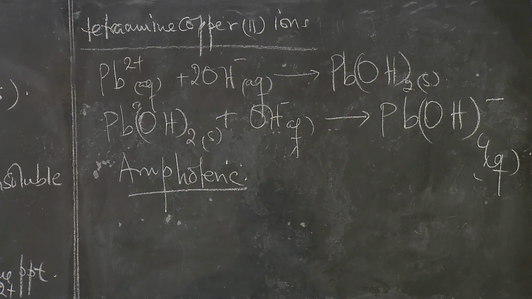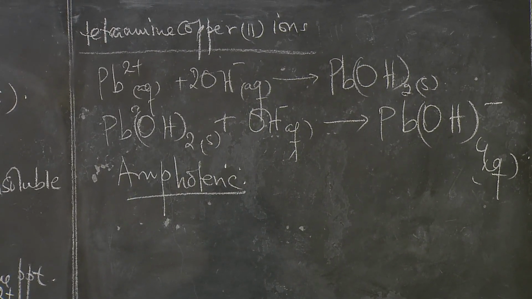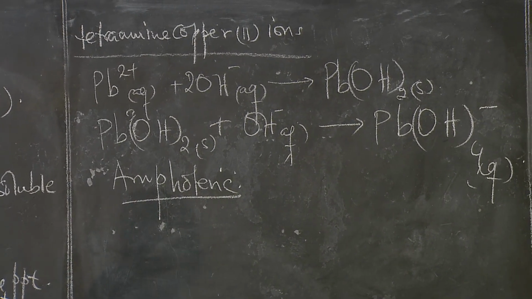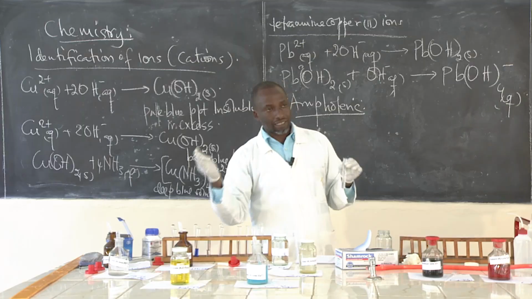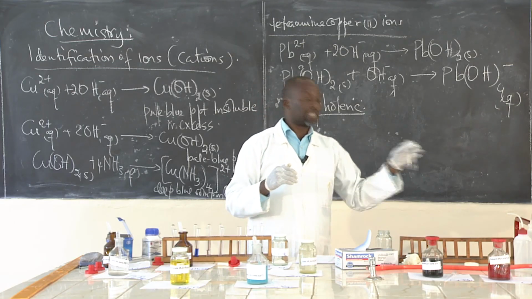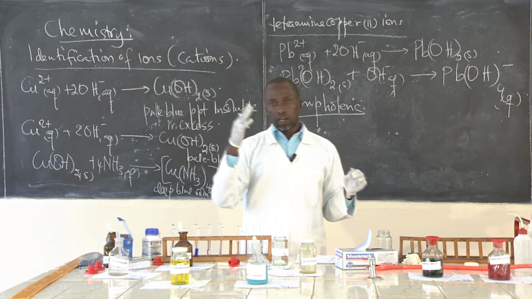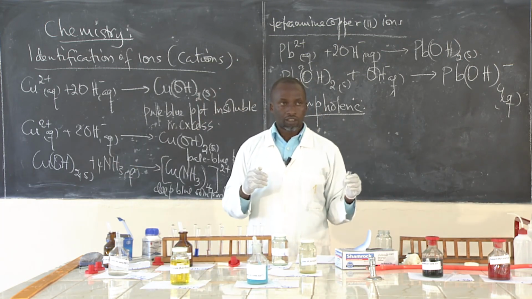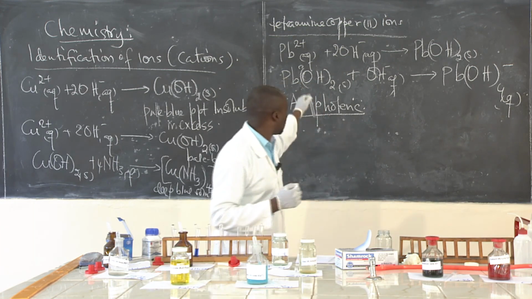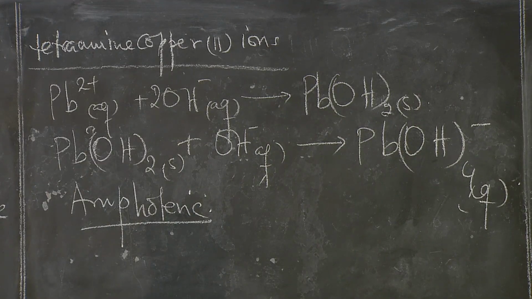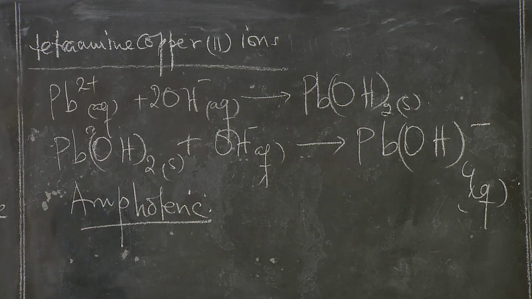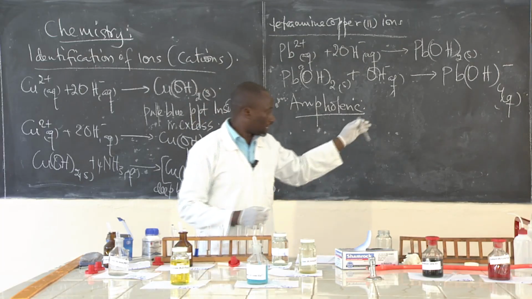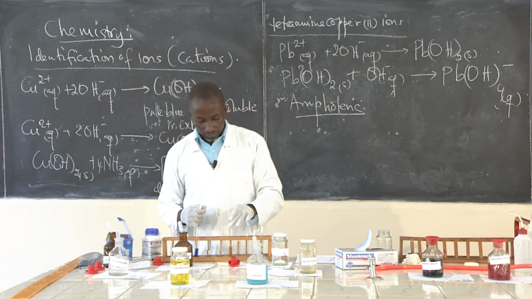Amphoteric means, what does it mean? Good. It means a substance that has both basic and acidic properties, or it can react with acids and at the same time react with the bases. So this lead hydroxide is amphoteric, so that's why it dissolves. It reacts with the sodium hydroxide again to form that colorless solution.